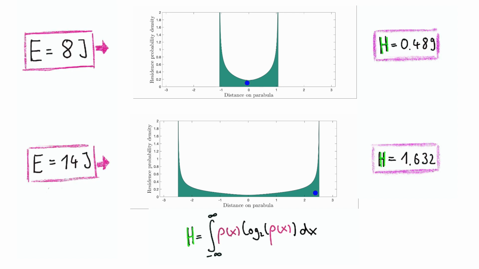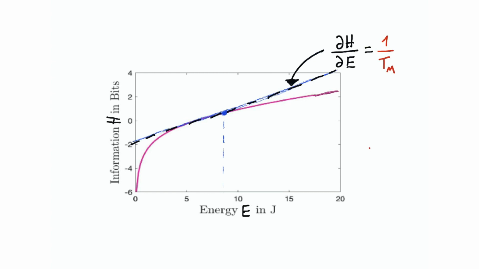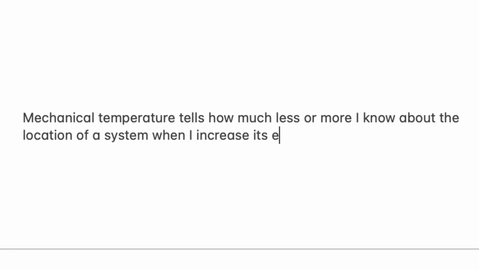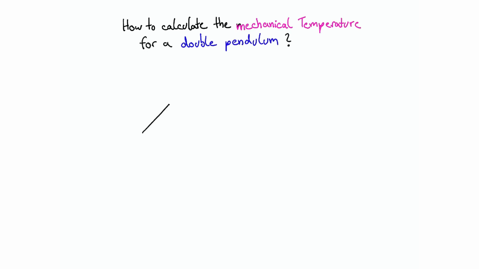So we can calculate the entropy for all energies and get the following energy-entropy curve. The slope at a point is the derivative of the entropy with respect to the energy, just as for the temperature. The slope at each point defines the reciprocal of the mechanical temperature. Each parabolic ball system with a fixed energy can be assigned a temperature. If the energy increases, the temperature decreases and the entropy increases. Mechanical temperature tells how much less or more I know about the location of a system when I increase its energy. I was wondering if it's possible to calculate the mechanical temperature of a double pendulum.